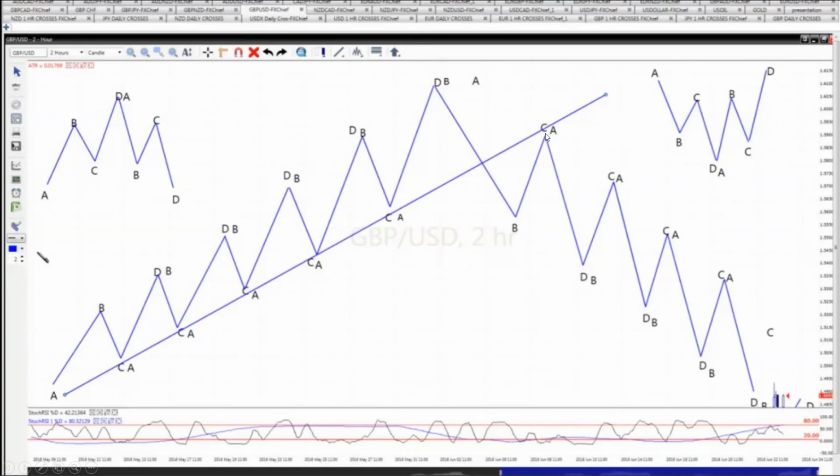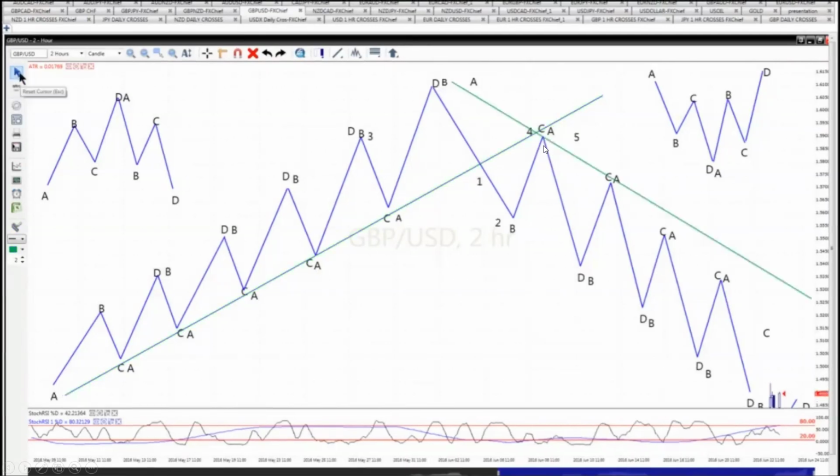Connect the two highs together. That will give you the down trend line. You see that? It gives you the down trend line. Now, once it gives you the down trend line, your A, B, C, D is a full price swing.